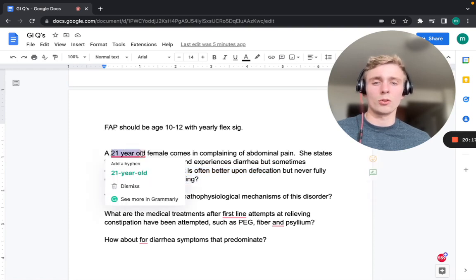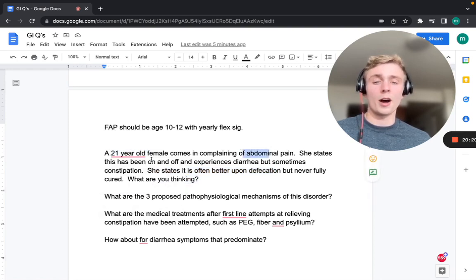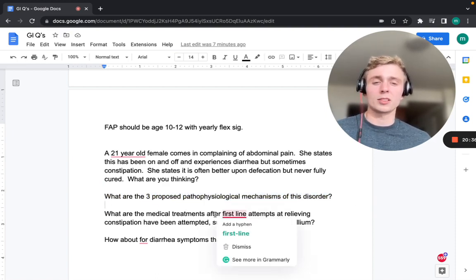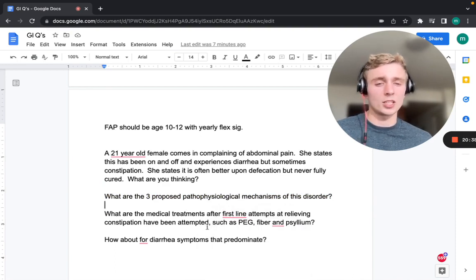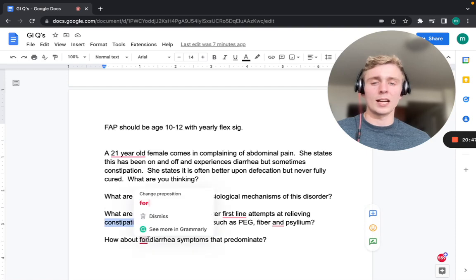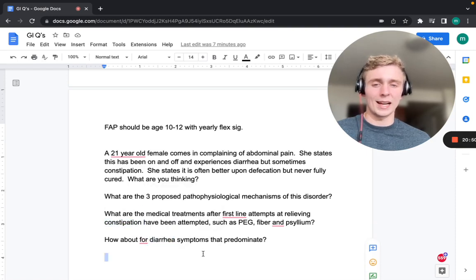So again, 21 years old, abdominal pain, on and off, diarrhea, sometimes constipation, better upon defecation, but never fully cured. What are you thinking? Important to know, what are the 3 proposed pathophysiologic mechanisms of this disorder? What are the medical treatments after the first line attempts at relieving constipation have been attempted, such as polyethylene glycol, fiber, and psyllium? So after you've done these, what then can you use for the constipation? And how about if diarrheal symptoms predominate? What are you going to use in that case?